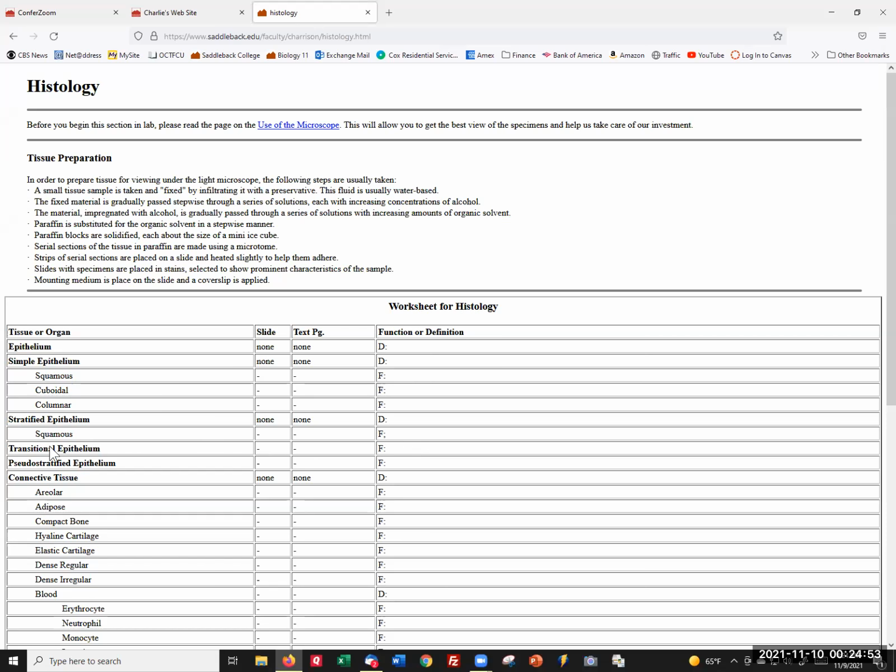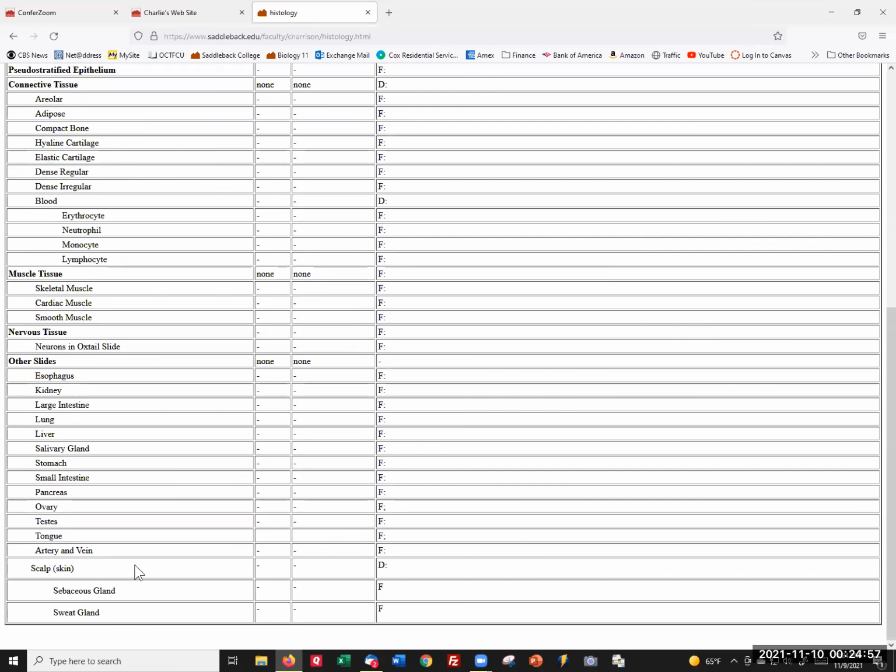So as you're going through the various types of tissues or organs, and there are organs listed over here, you can give the function of the organ, okay? And for the tissue, give the function of the tissue or sometimes the definition of the material, depending upon whether we got a D or an F there. But please make use of this.